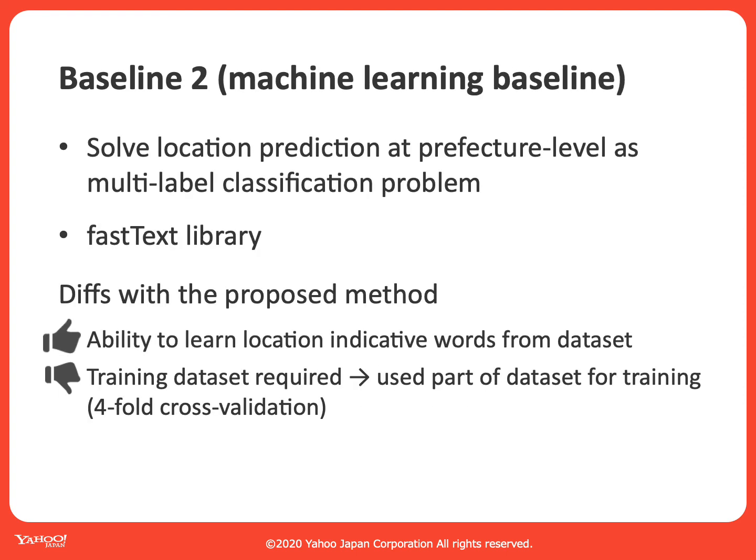The second baseline is machine learning based. We solve location prediction at prefecture level as multi-level classification problem. We used the fastText library for this baseline. The differences with the proposed method is its ability to learn location indicative words from the dataset. This is an advantage, and the training dataset is required. This is a disadvantage. We used part of the evaluation dataset for training and evaluated this method using nested fourfold cross-validation.